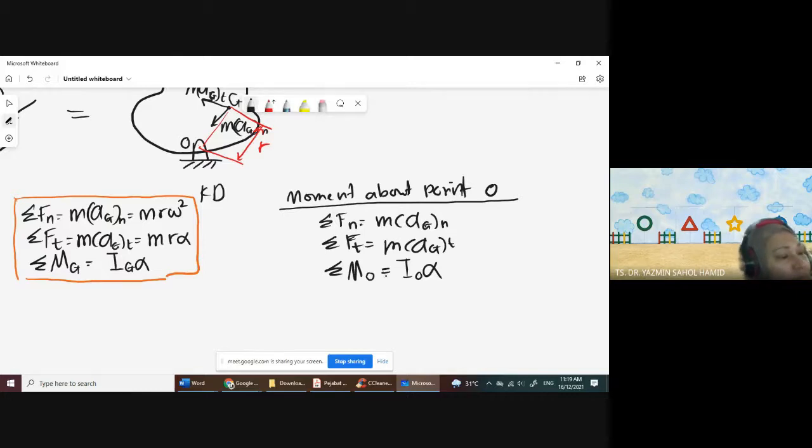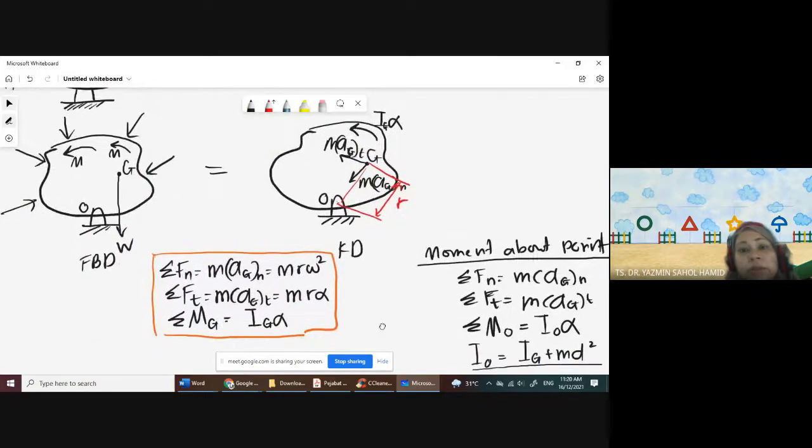I O is equal to I G plus m d squared. Do you remember that? This one we learned in last class. So this is the thing that you need to remember.